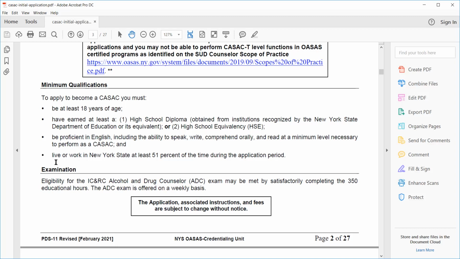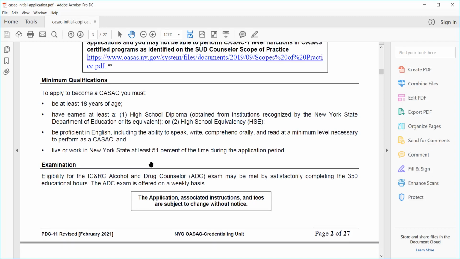All right, so there's an important bullet right here about minimum qualifications. Some people ask, what if I want to move out of state? Well, 51% of your 6,000 hours must be done in New York State. So keep that in mind. If you are moving somewhere else, they want 51% of those 6,000 hours to be done here in New York State in order to get a CASAC. Once you have your CASAC, you can go to other states.